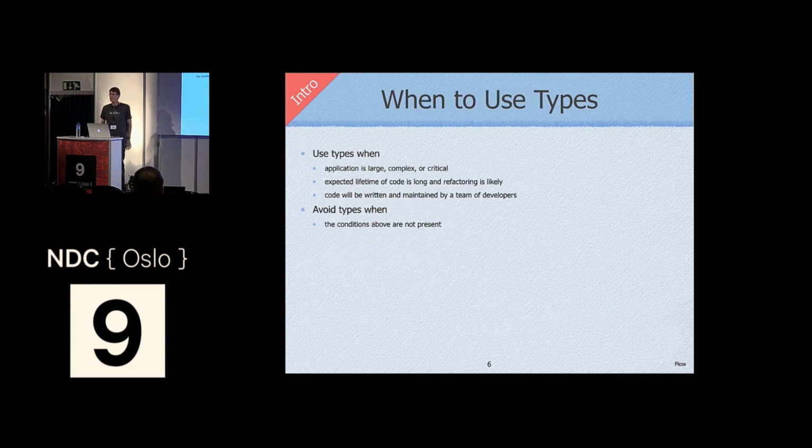So you want to use types when your application is large or complex, or it's a critical app, you're working with a team of developers, you're expecting this code to have a long lifetime. If none of those apply to what you're doing, then maybe you shouldn't use types right now.